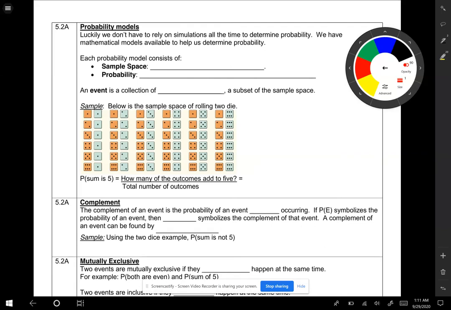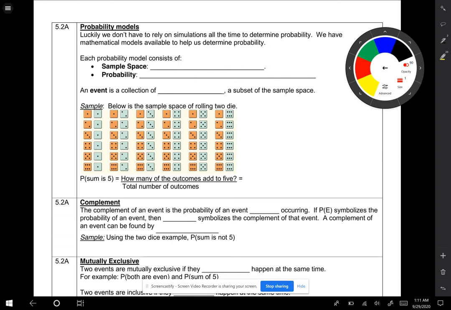Hello, AP Stat students. Today we are going to do section 5.2A and 5.2B, where we'll actually be calculating some probabilities. In 5.2A, we'll be talking about probability models and some vocabulary, and then we'll introduce a really important formula.